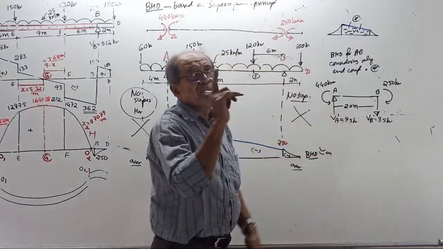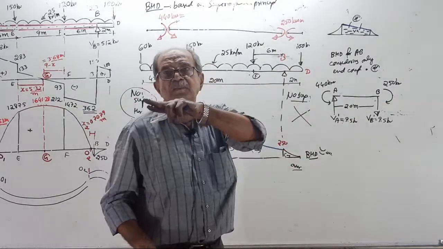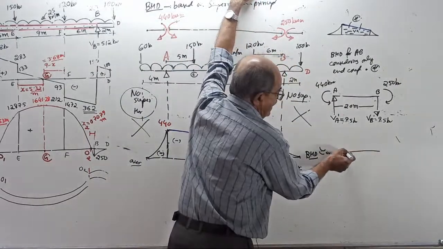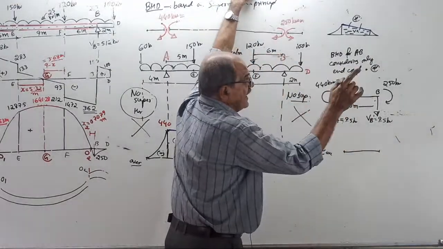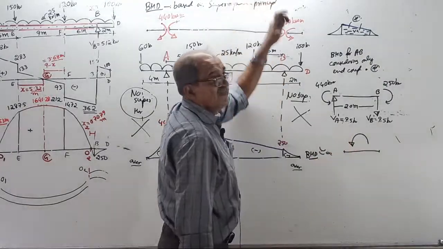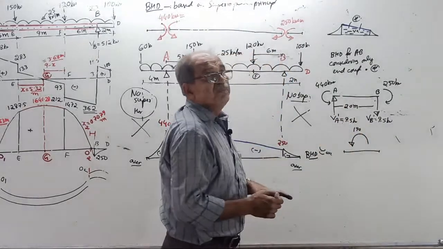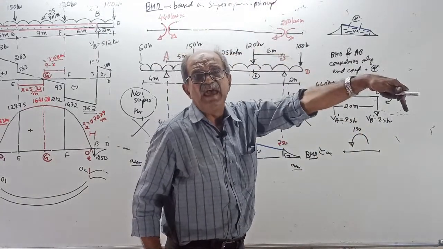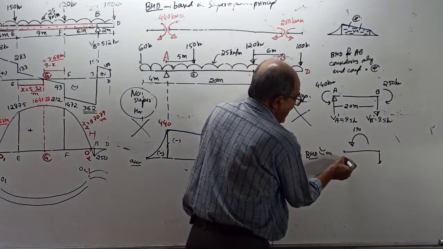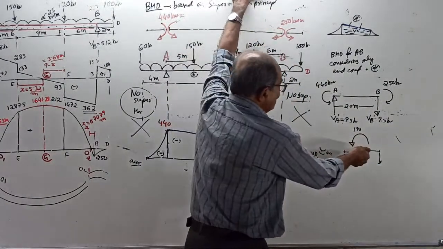When only couples are acting on a beam, no load, nothing, and when both end reactions are there, then very simple, put the beam here. Mark the couple in the closing bracket format, anti-clockwise 190. Then, on whichever side the tail is there, the reaction is down. On whichever side the arrow is there, the reaction is up. This is the crude method. Write in the closing bracket format.